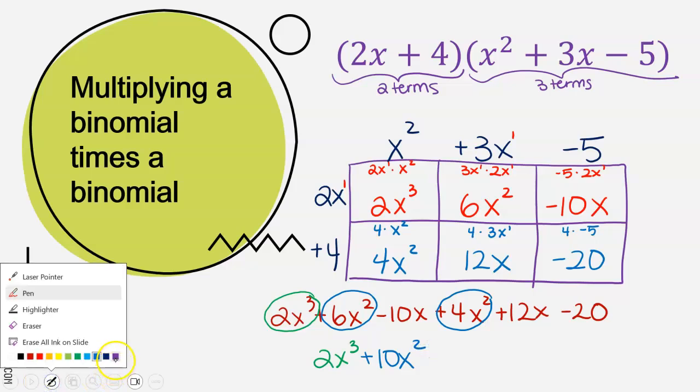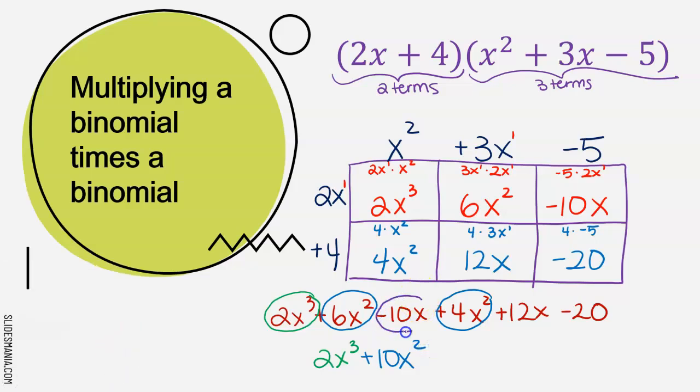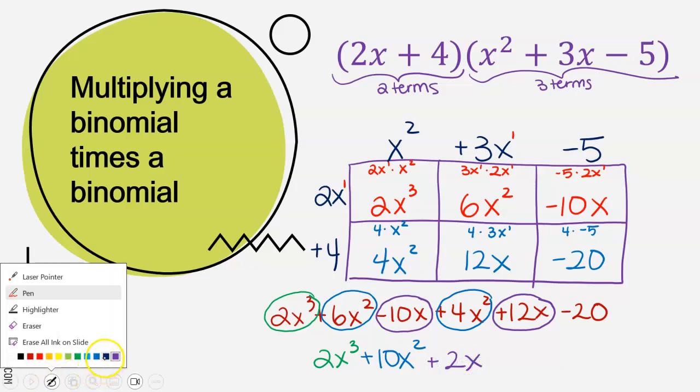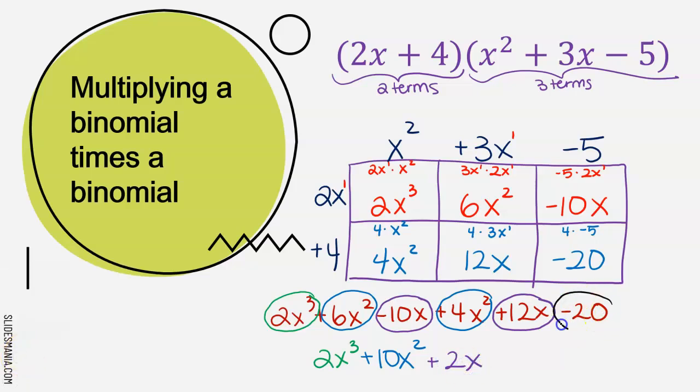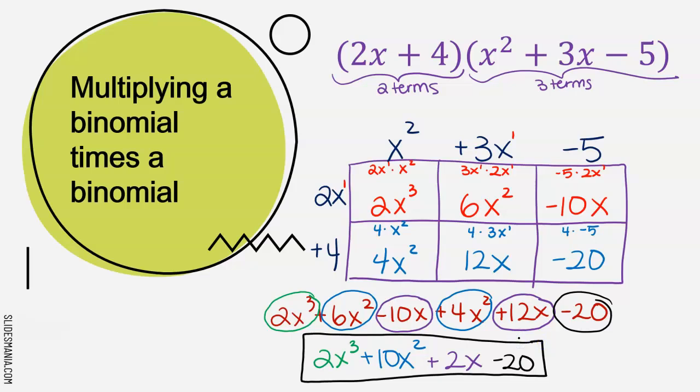Then I have negative 10x, which I can combine with a positive 12x. Negative 10 plus 12 is 2x. And then at the very end, with no like terms, is that minus 20 that we write all alone. And that is my final answer.